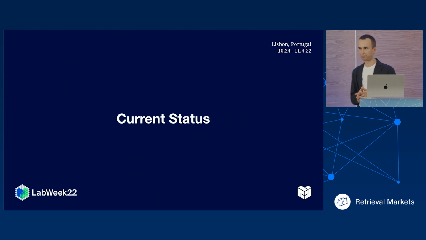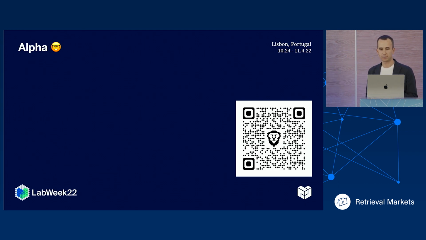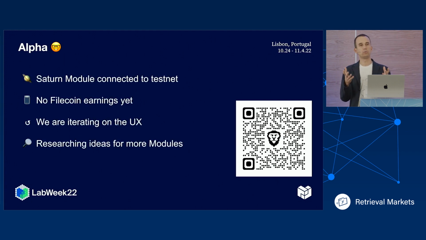What is the status? We are currently running an alpha version. You can download it from our website. It's an alpha version, right? So we have a Saturn module, the L2 cache, which is connected to testnet. It's already handling real requests. We have synthetic traffic to test all technical parts. So if you're on the station now, you will see you are handling some jobs, and you are helping us to calibrate the Saturn network. There are no Filecoin earnings yet. That's waiting for the official launch of L2.